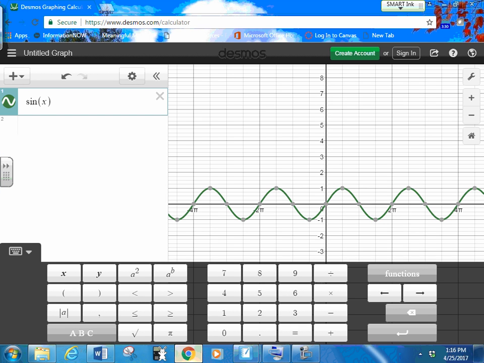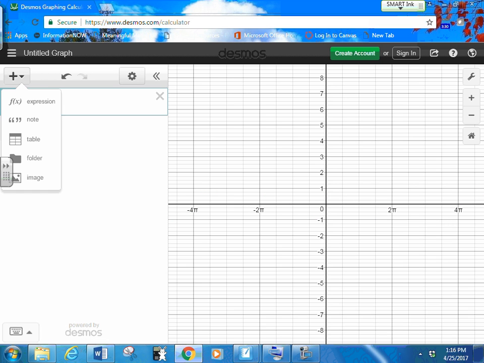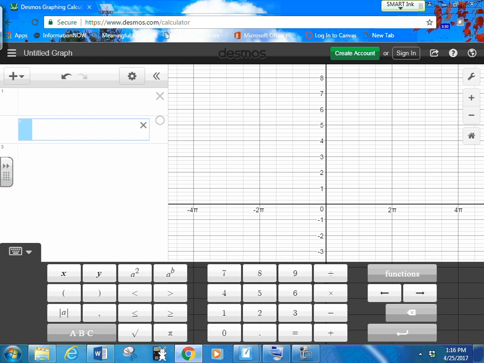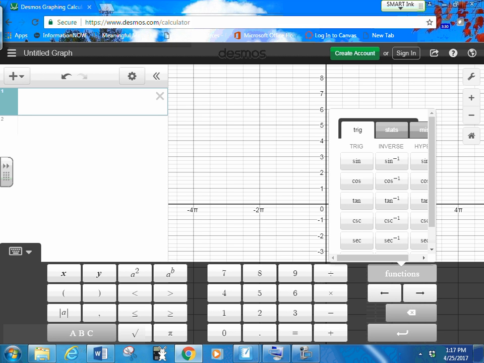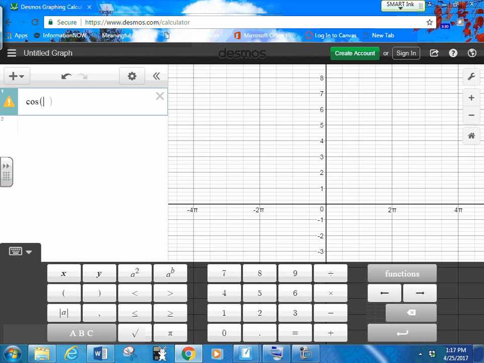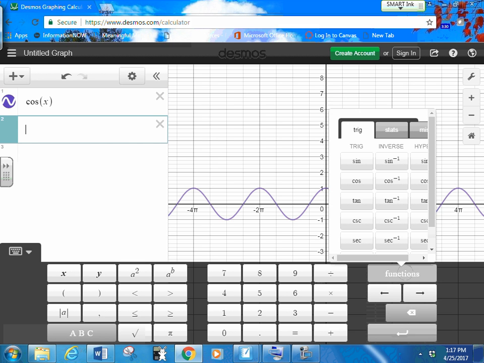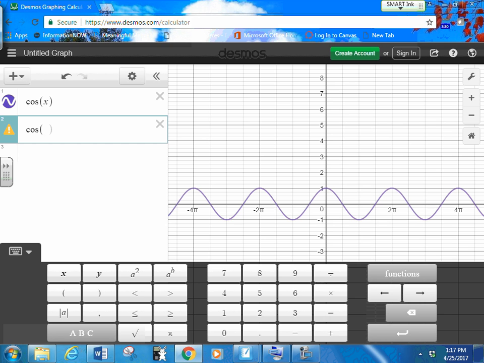I'm at Desmos. I'll change that to cosine because my first was cosine. Just leave the papers on your desk, the next period's going to use them. So there's cosine x. And then I want cosine 1 divided by 2.